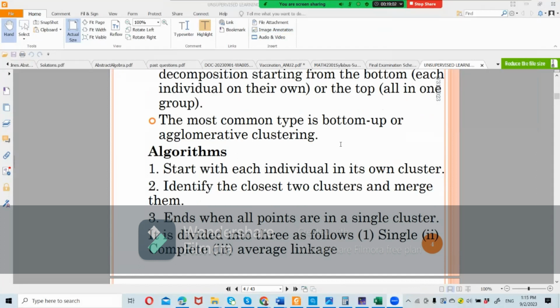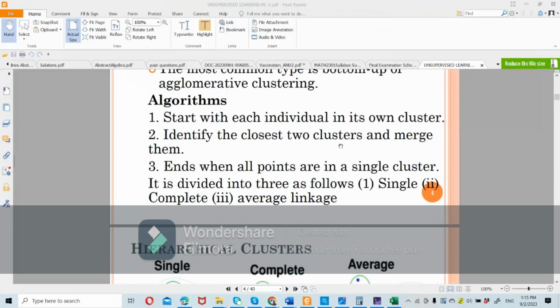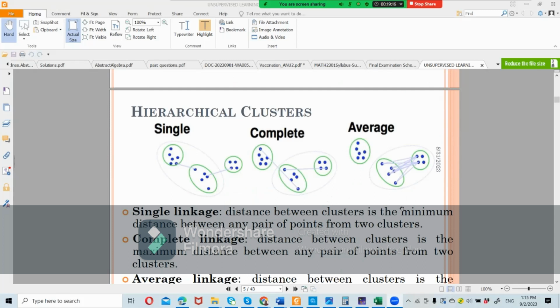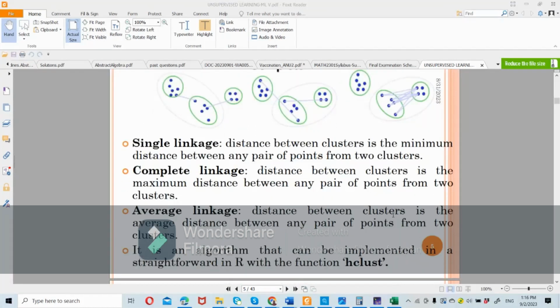Now, I said earlier, we have single linkage, complete linkage, and average linkage. The single linkage looks for the two most similar, closest points. In the case of the complete linkage, it looks at the maximum distance between clusters, taking any pair of points. Whereas the single linkage looks at the minimum distance. While average, as the name implies, is the average distance between any pair of points from the two clusters.